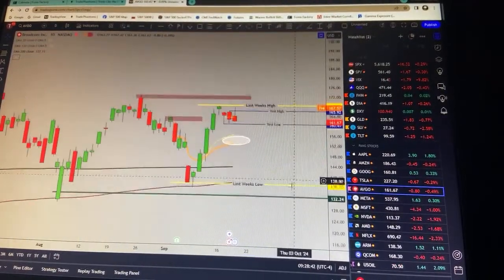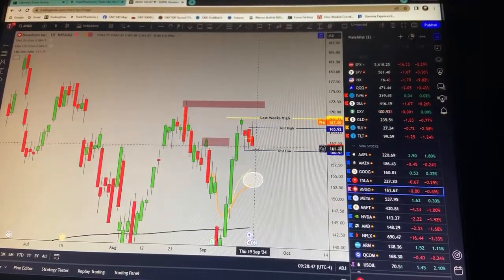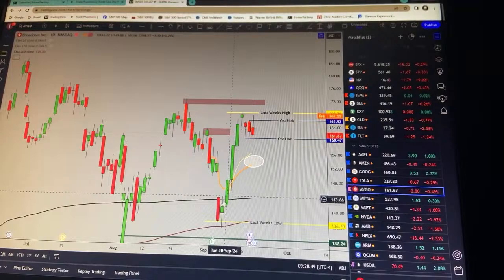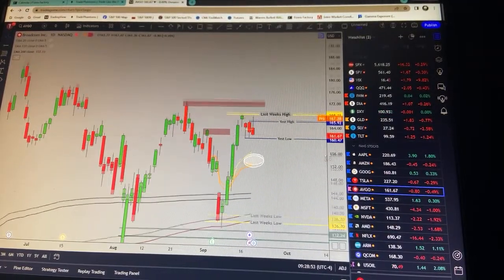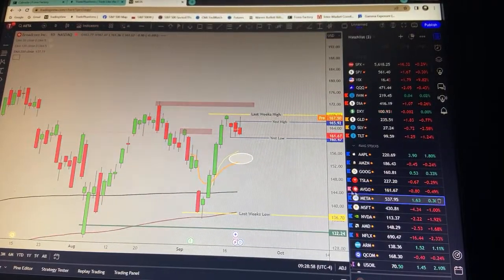AVGO, some of my phantoms are going to be mad at me. Yesterday I did sneak in and pick up some more AVGO calls. I'm long AVGO already from like down here, so I'm still just riding this swing trade. But outside gap up, pretty decent today. AVGO is one of my favorite stocks.